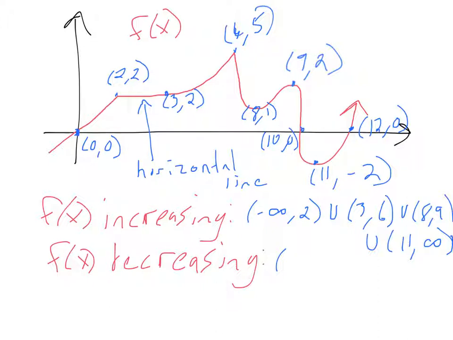Yeah, I've got to clean that up for a sec. So you said open 6 to open 8, and then open 9 to open 11. To 11, yep. And that's it? Yep. And then the interval from 2 to 3 is neither increasing nor decreasing, right? Yeah. Very good. Okay, next.